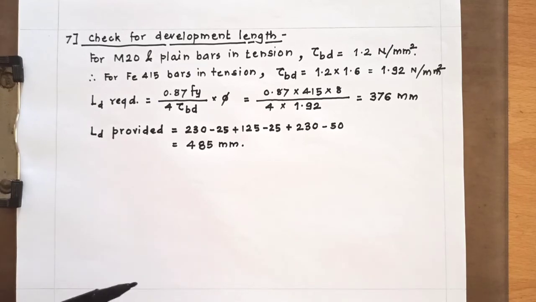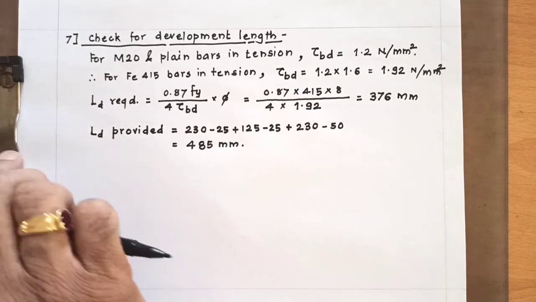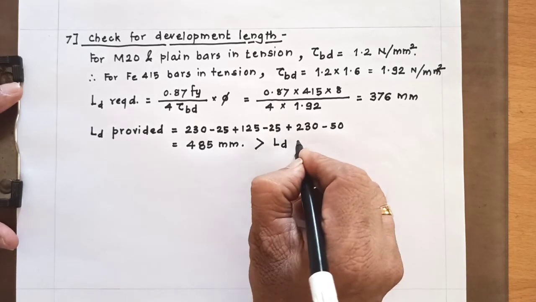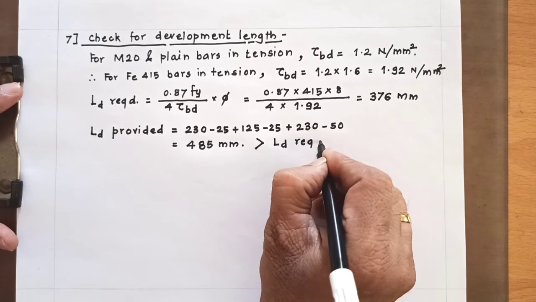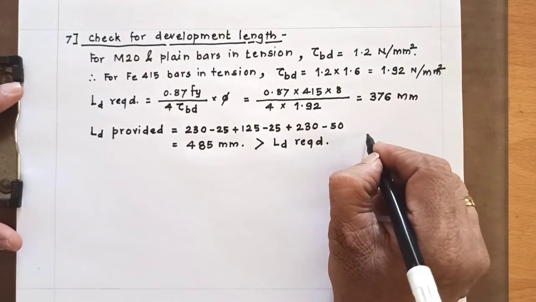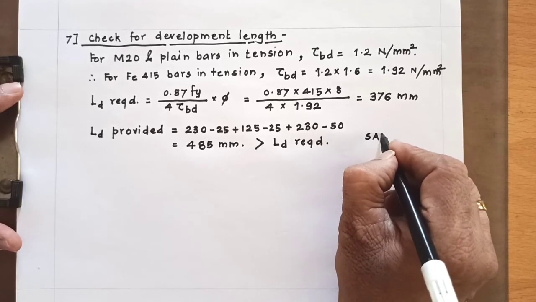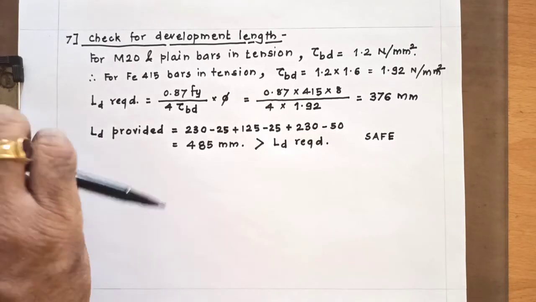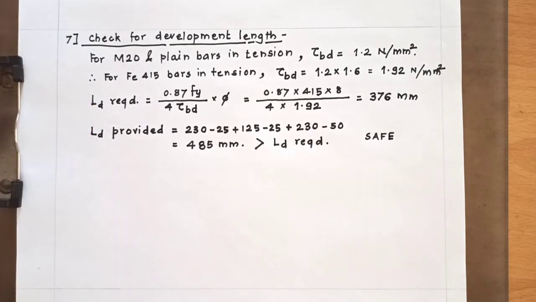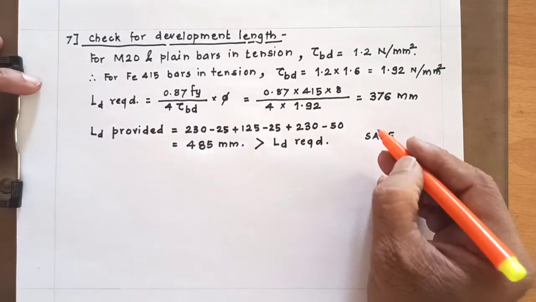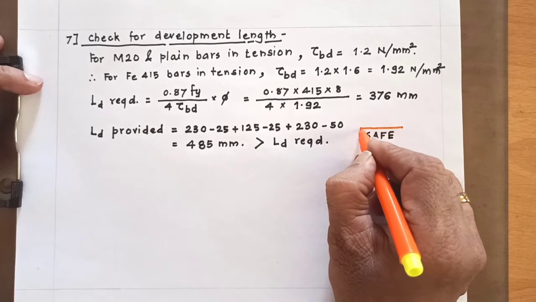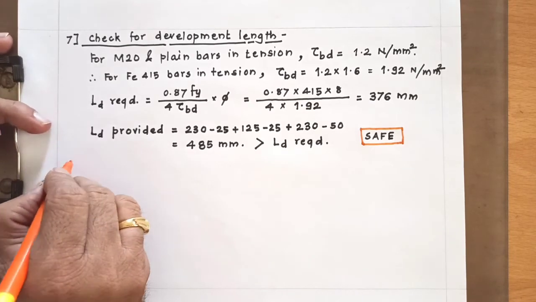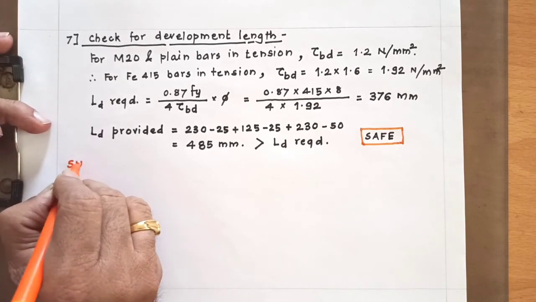Okay, so as this LD provided is greater than LD required, the cantilever slab is safe for bond. It is definitely safe for bond. So this is important. This was the last step. Now I will write the summary and then the figure. That's all.